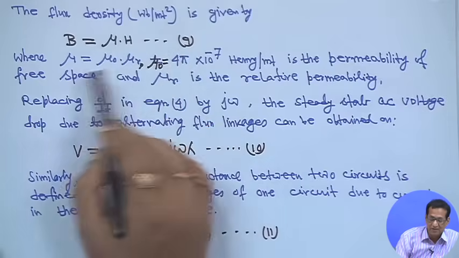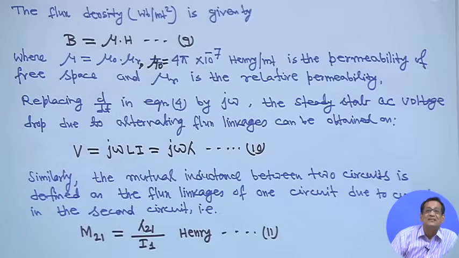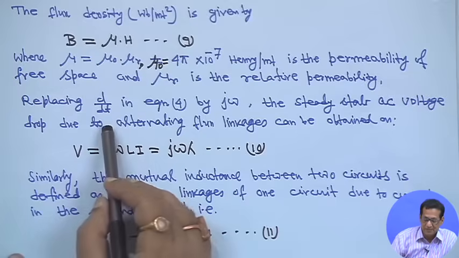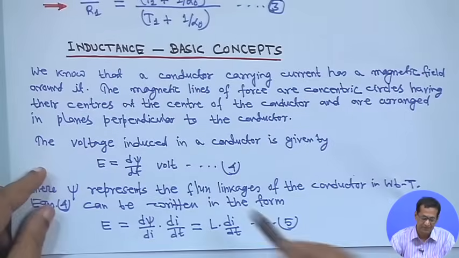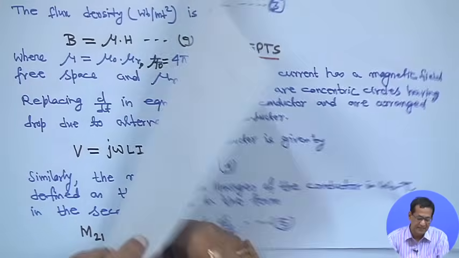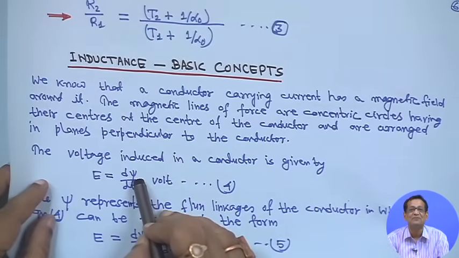So, this is equation 9, where mu is equal to mu 0 into mu r, and mu 0 is equal to 4 pi into 10 to the power minus 7 Henry per meter, the permeability of free space, and mu r is the relative permeability. So, what we can do is replace d by dt in equation 4, by j omega. Psi and lambda are both the same, you take.